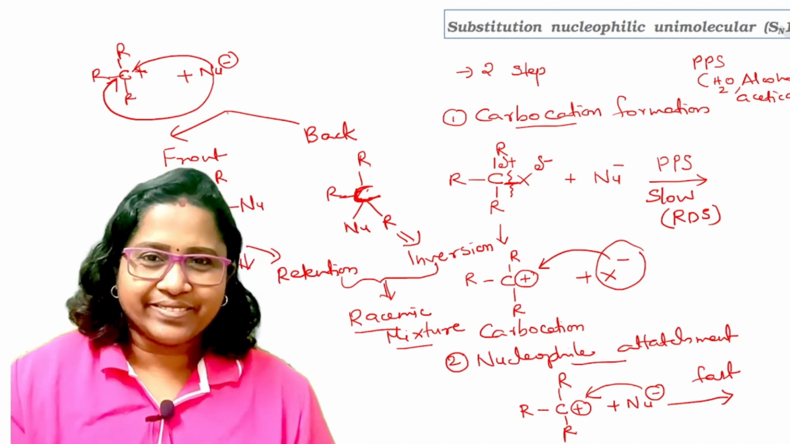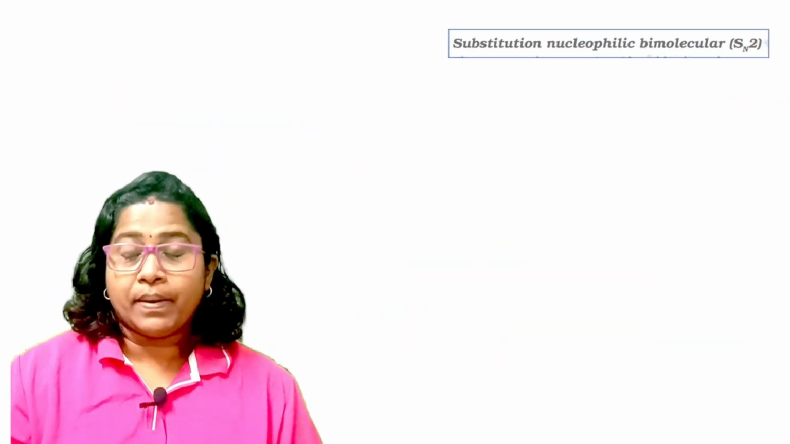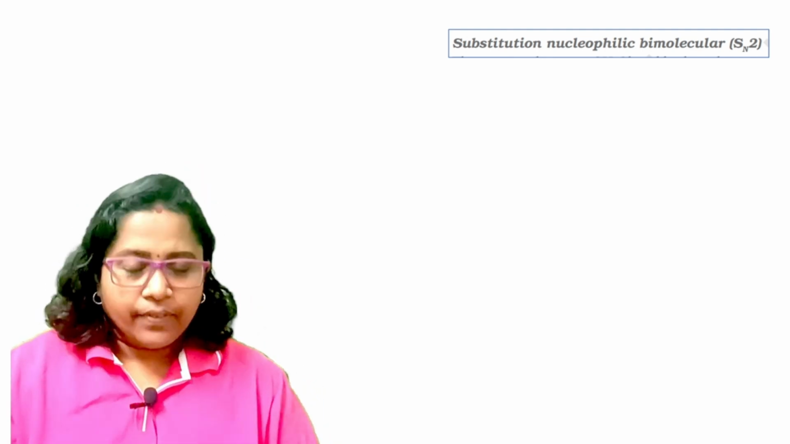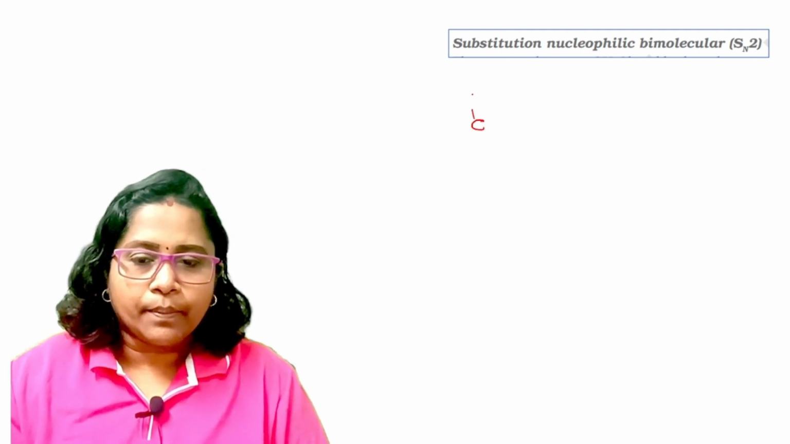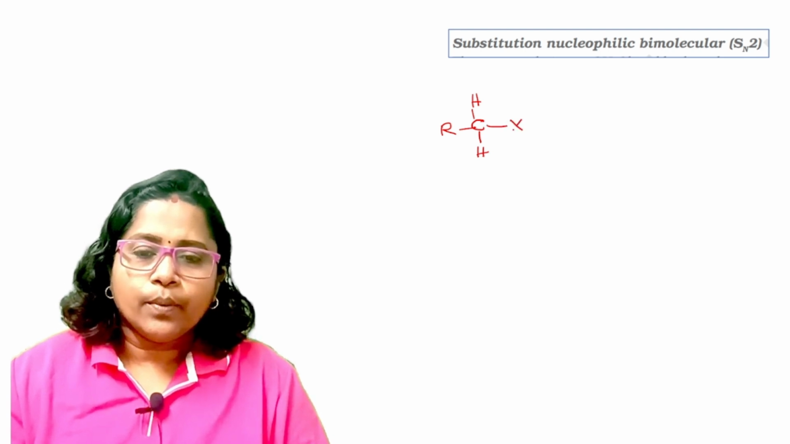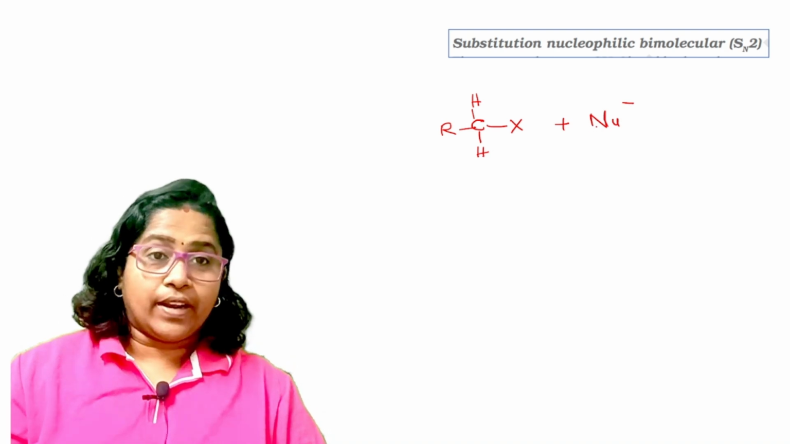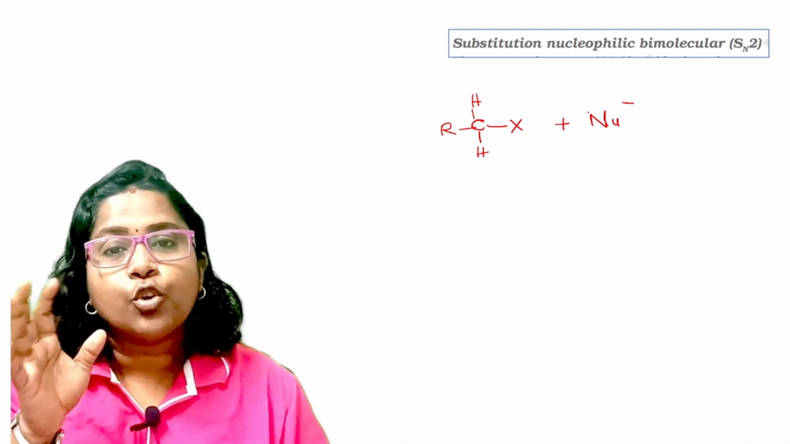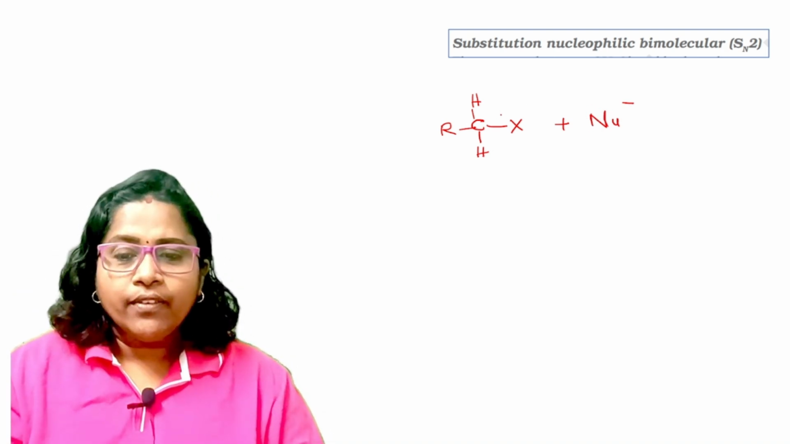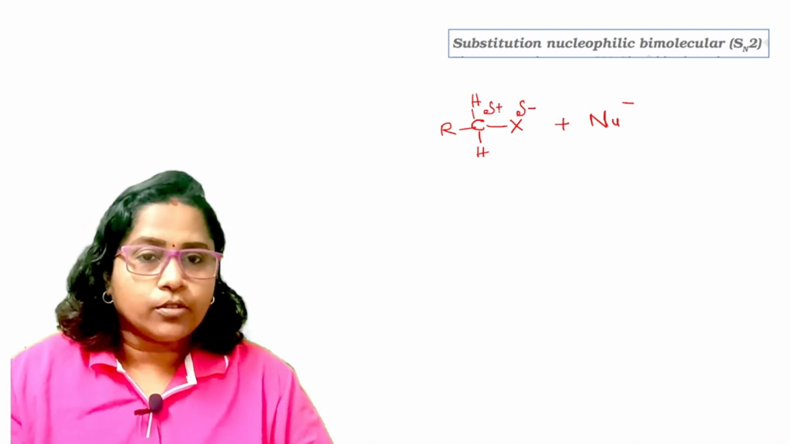Hope that is clear. Now we move to the second one, the substitution bimolecular reaction, that is the SN2 reaction mechanism. We will take a nucleophile here. I am taking a primary haloalkane: carbon, hydrogen, R group, hydrogen, and one halogen atom here. Now I am adding a strong nucleophile. Remember, here we are adding a strong nucleophile. We already know there is a polarity difference here, a partial negative charge and a partial positive charge.